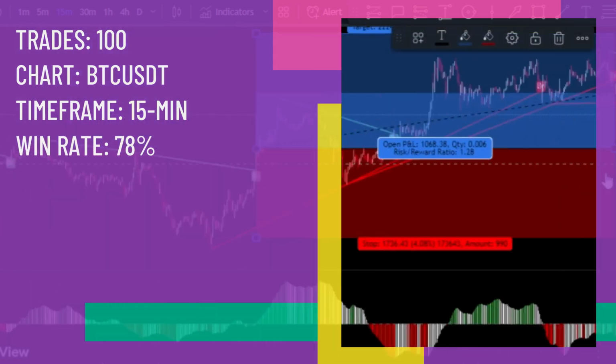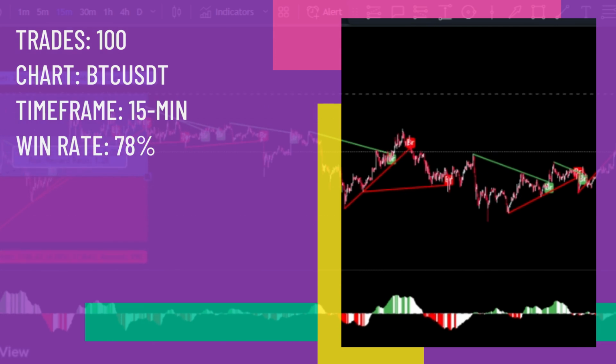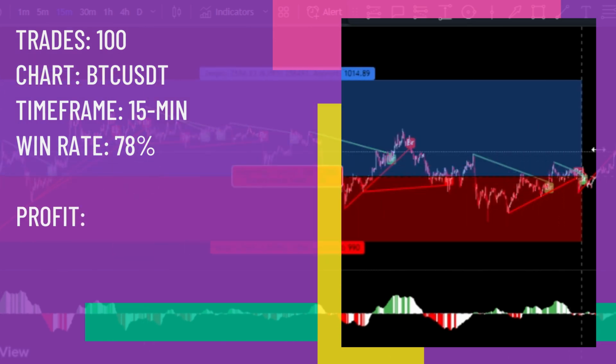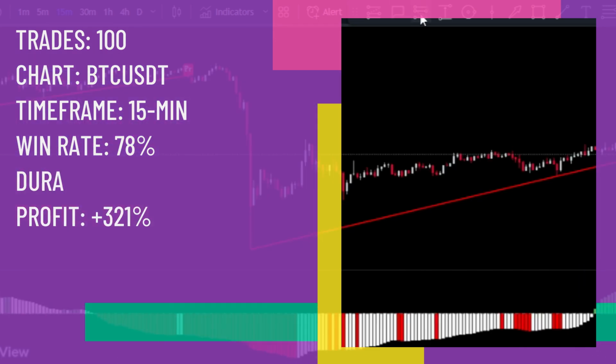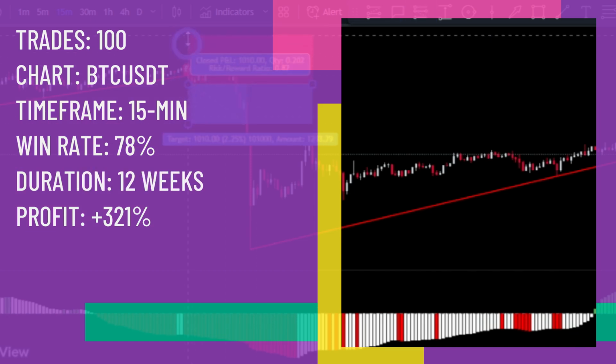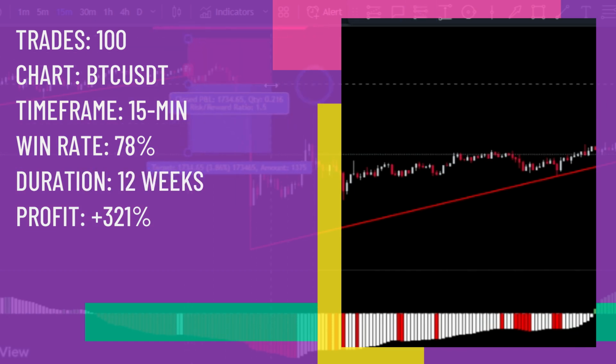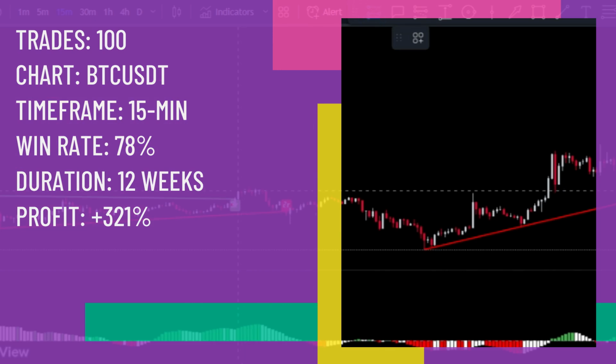Even more impressive, it yielded a substantial profit of 321% in a short span of just 12 weeks. Truly, these results underscore the effectiveness of this trading strategy.